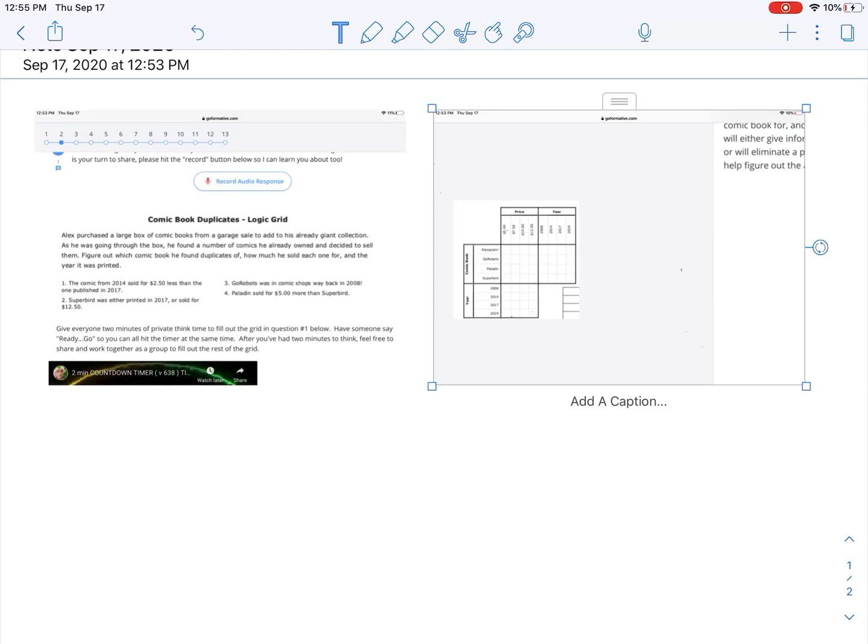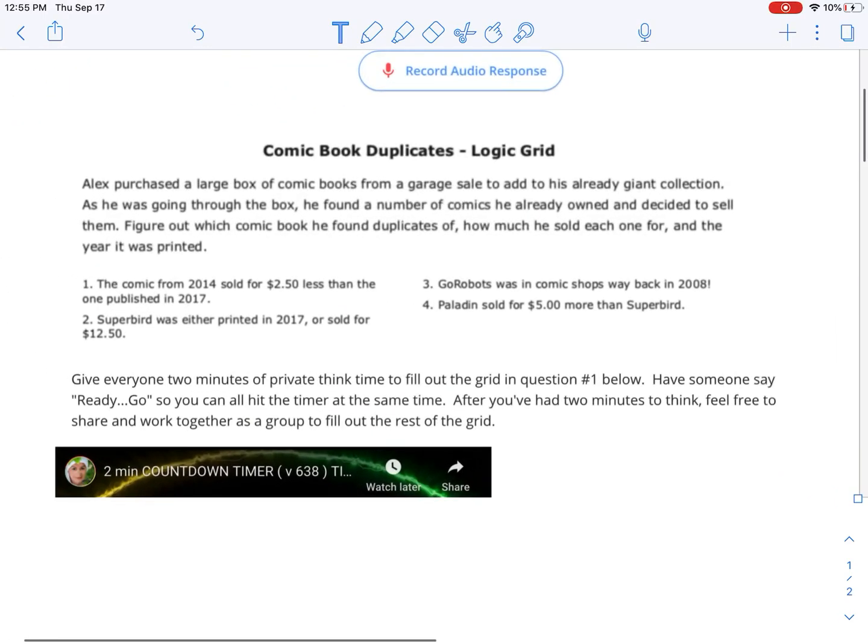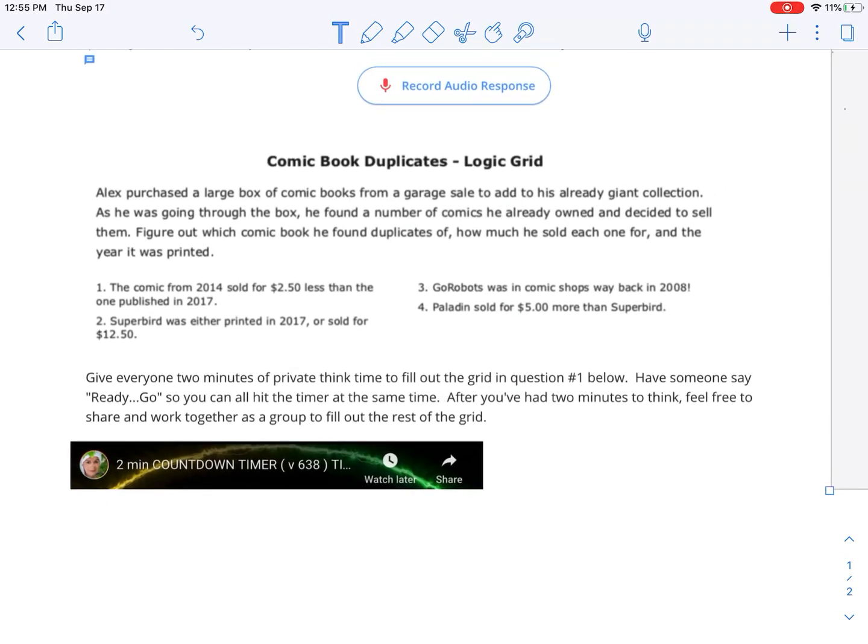So here we go. I'll read the main part of the problem. Comic book duplicates, logic grid. Alex purchased a box of large comic books from a garage sale to add to his gigantic collection. As he was going through the box, he found a number of comics he already owned and decided to sell them. Figure out which comic book he found duplicates of, how much he sold each one for, and the year it was printed. Give everyone 2 minutes of private think time to fill out. Okay, you guys can do the think time on your own if you haven't already.